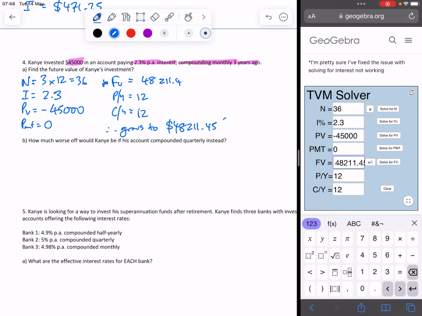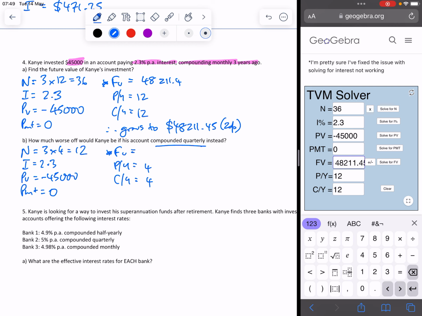How much worse off would Kanye be if his account compounded quarterly instead? So this question is asking you to compare two situations. He's investing the same amount, 2.3. Negative 45 grand is what he's putting in. PMT is nothing. We want to see what it grows to, but what would happen if he put it into something compounding quarterly instead? Quarterly happens 4 times a year. So 3 years times 4 is only going to be 12 compounding periods.